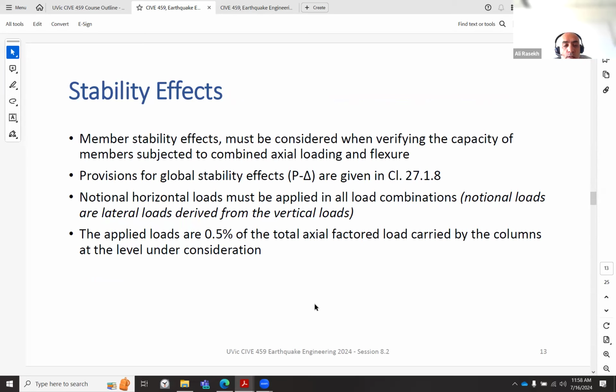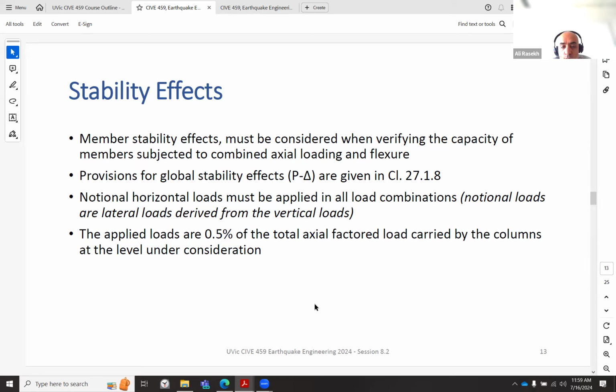Stability effects. Member stability effect must be considered when verifying the capacity of members subjected to combined axial load and flexure. Provisions for global stability effects, P-delta, are in clause 27.1.8. Notional horizontal load must be applied in all load combinations, and the applied loads are 0.5% of the total axial factored load carried by the column at the level under consideration.